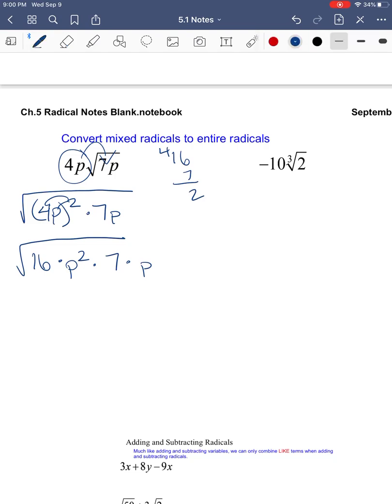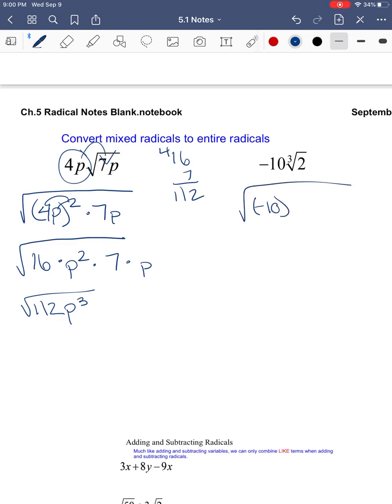7 plus 4 is 11. So p to the 11, p squared times p is p cubed. And then again, the only difference here with a cube root is when we take something out of a cube root, we're cube rooting it. So to put it back underneath, we are going to need to cube it.